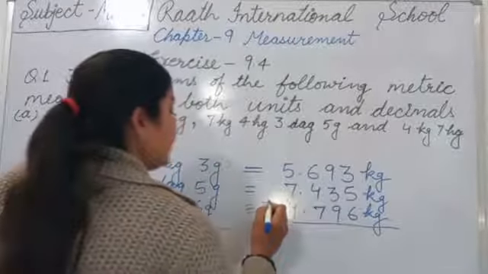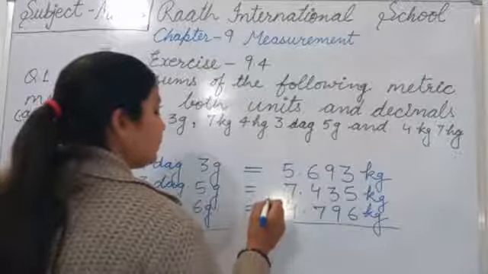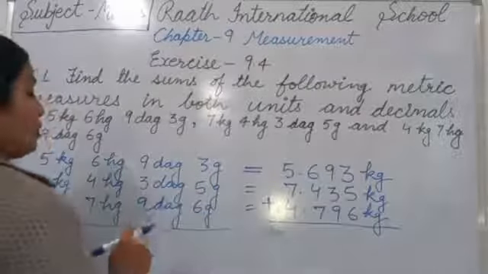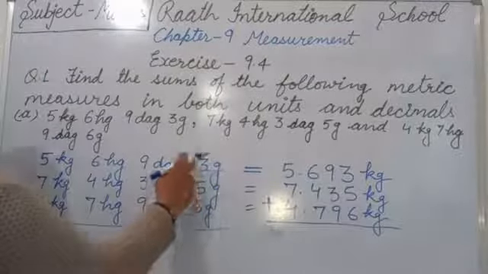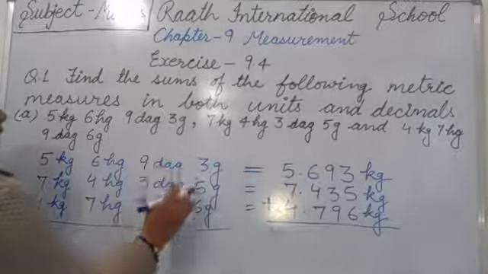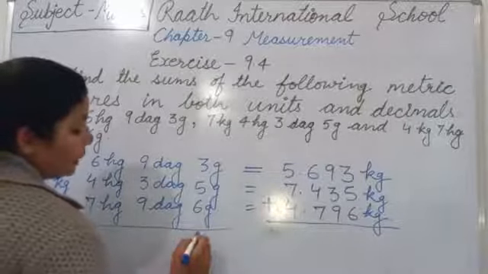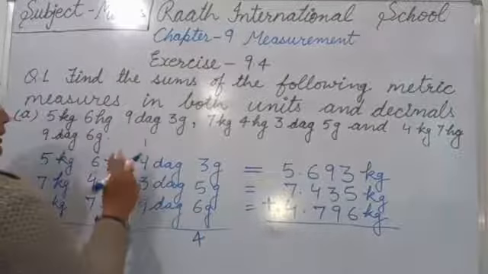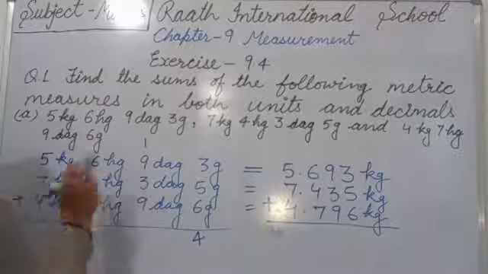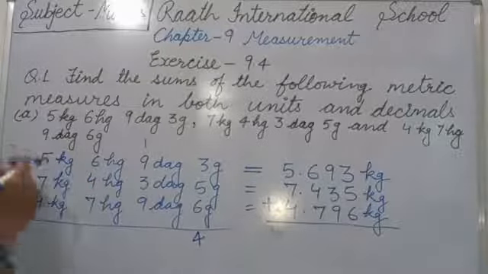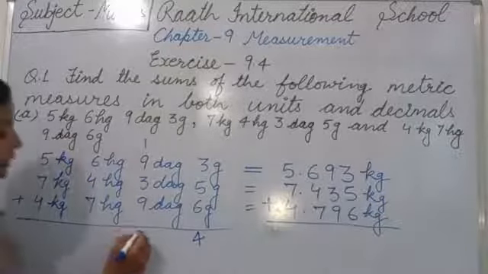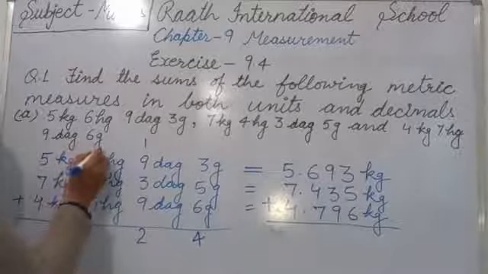Now we will start addition here. Firstly, we will do the units addition. So now 3 plus 5, 8 plus 6, 14. We write here 4 and 1 goes carry. 9 plus 1, 10. 10 plus 3, 13. 13 plus 9, 22. We write here 2 and 2 goes carry.